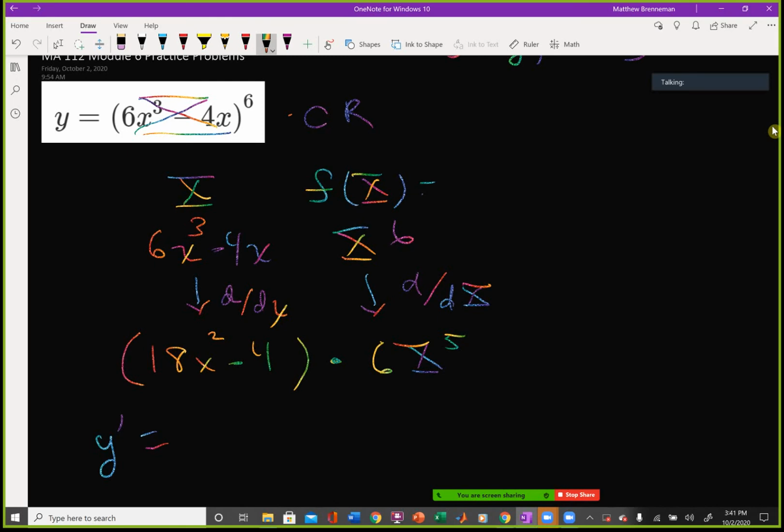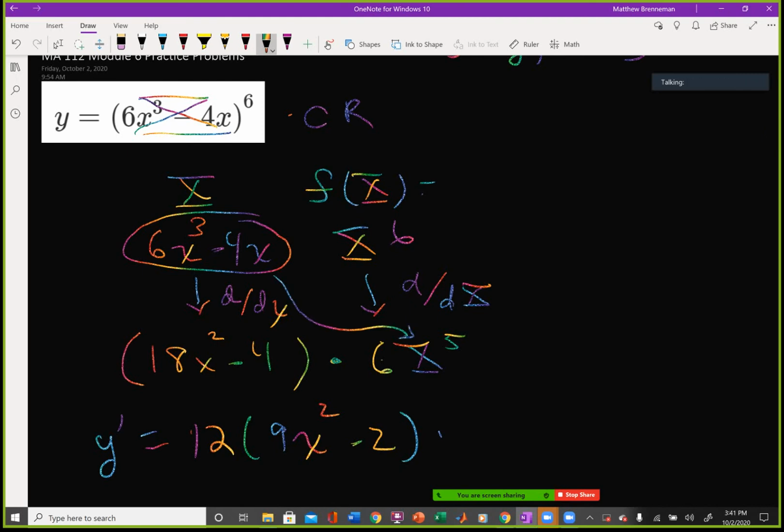So this will be, I can bring the 6 out in front and factor a 2 out of here, right? And I'll get a 12 times 9x squared minus 2 times. And my last step is I'm going to replace capital X now by small x. I'm going to substitute that back in. And that's my final answer.